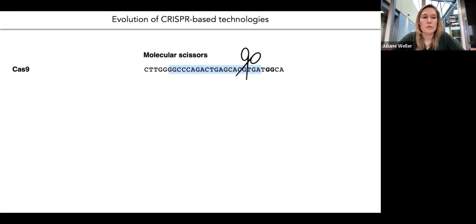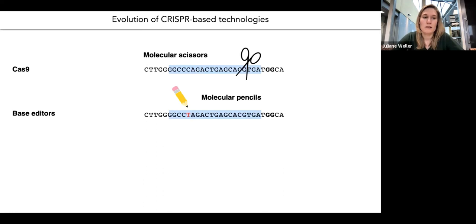But we can also use the search function of Cas9 to link other enzymes with it. That has been done for base editors. We can also consider them as molecular pencils because they can do substitutions in the genome. And here the deaminase is linked to that Cas9. So that helps identify the target sequence. And then the deaminase modifies the bases, which then leads to a conversion of them.